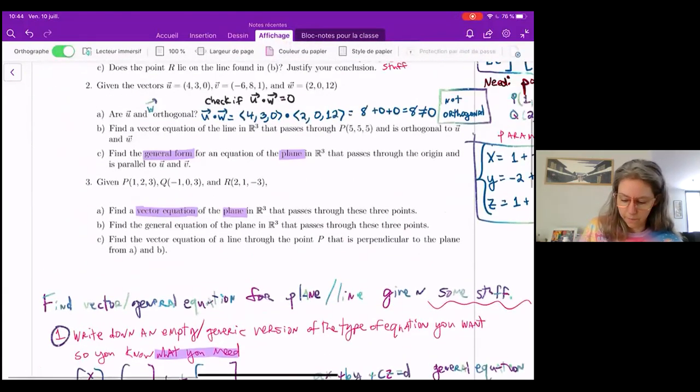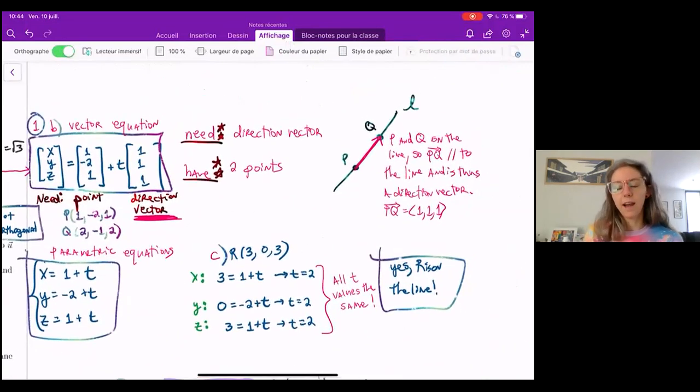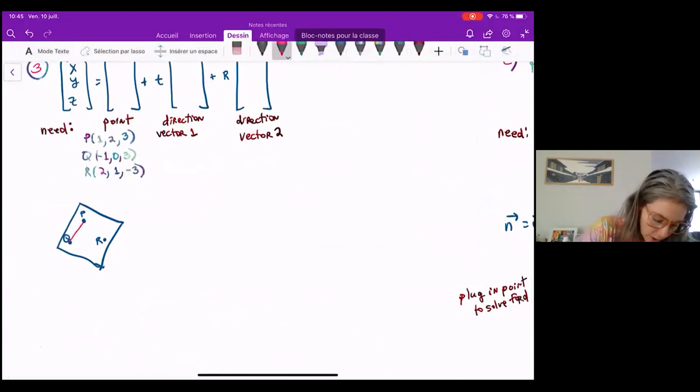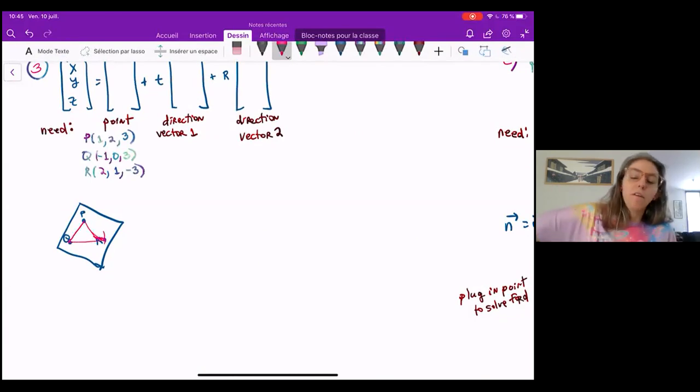Bring you back to what I'm talking about. We had 2 points on a line. How did we find a direction vector? We found the vector through those points. We did the minus. Good job, Daniel. Okay, so here, if I draw vectors through those points, they are clearly on the plane. So vectors through points on a plane are direction vectors.